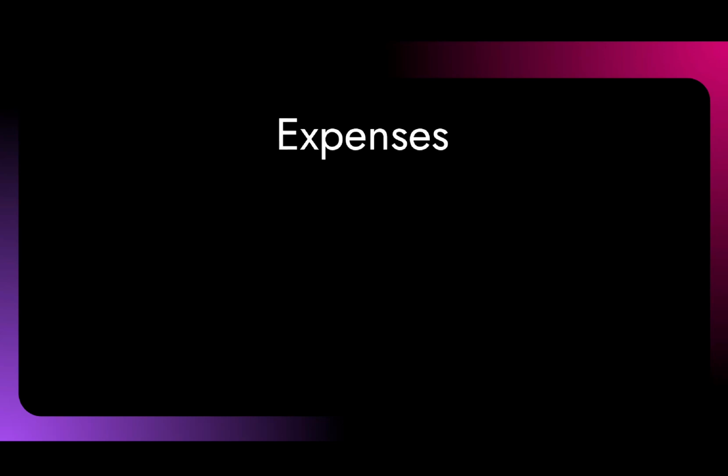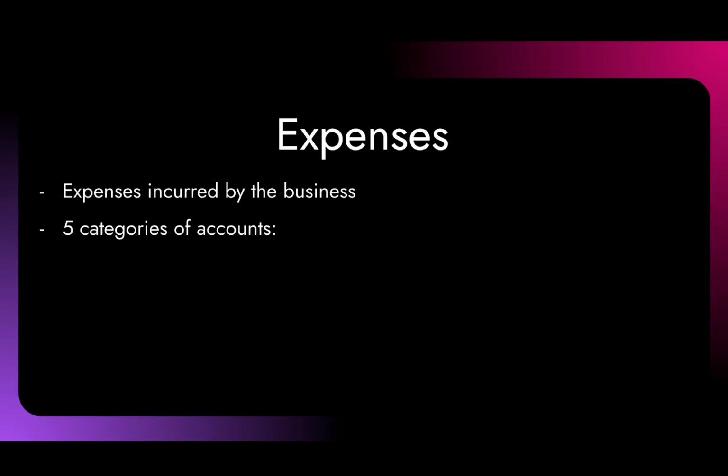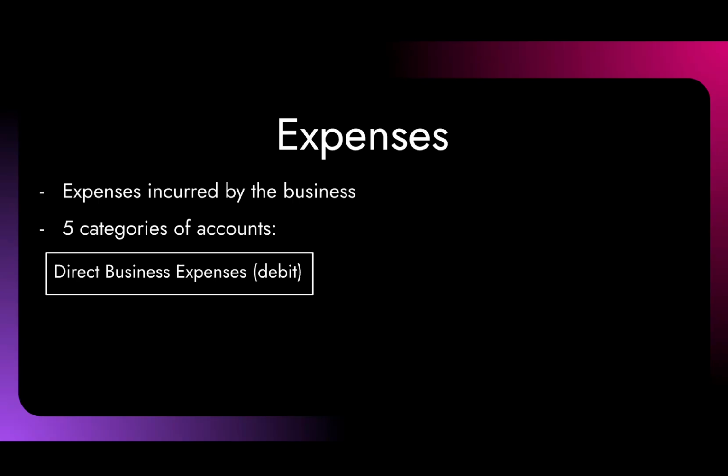Last but not least, we have expenses, which have to do with all expenses incurred by your business. And this can be summed up in 5 categories. First, you have your direct business expenses. So these are expenses that are directly part of your gross profit margin. So for instance, if you're a retailer or a reseller and you buy a product for $1 and you resell it for 2, the $1 that you bought the product for would be your direct business expense or cost of goods sold, which is another term that you will see very often in the accounting world.